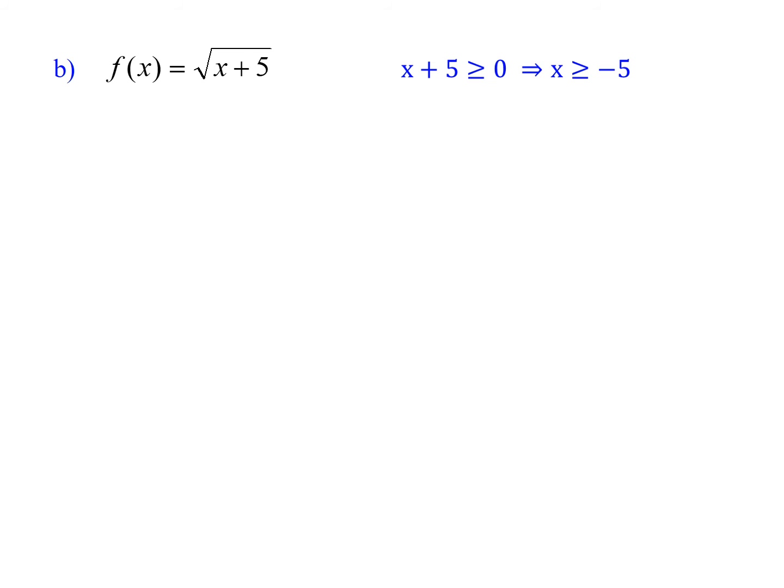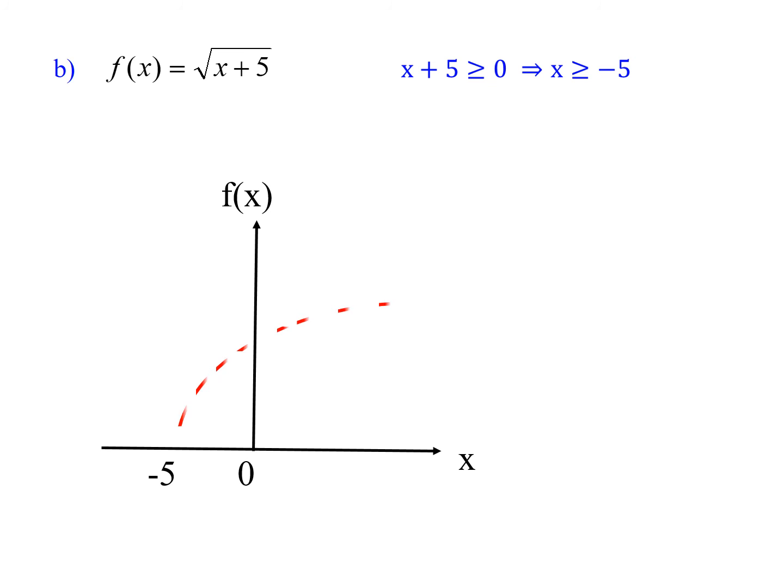For question B, we have f(x) equals surd x plus 5. This is a surd function, so x plus 5 is more than or equal to 0. Then x is more than or equal to negative 5, which is the domain of this function. It starts at negative 5, and since it is more than or equal, it goes to the right-hand side. The surd function we draw like a hill going uphill, starting from x equals negative 5 to the right. So this is the graph of f(x) equals surd x plus 5.